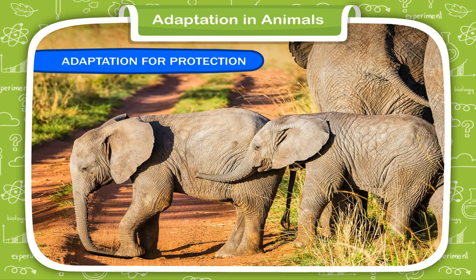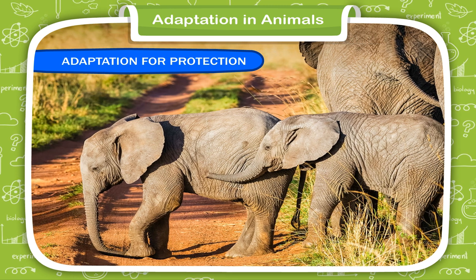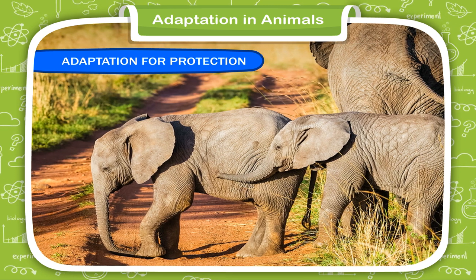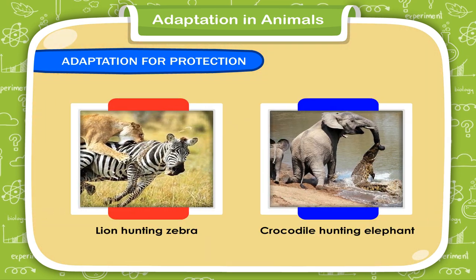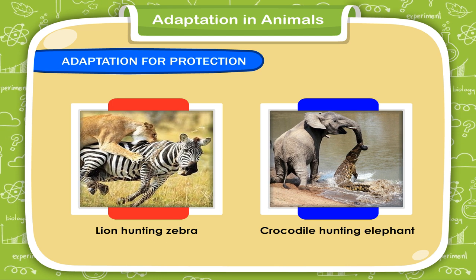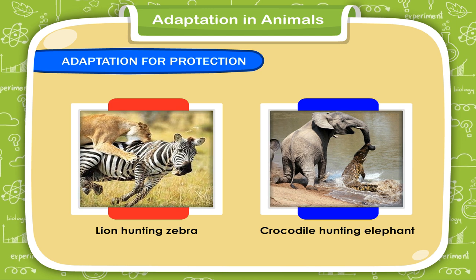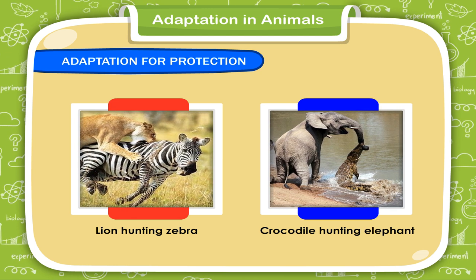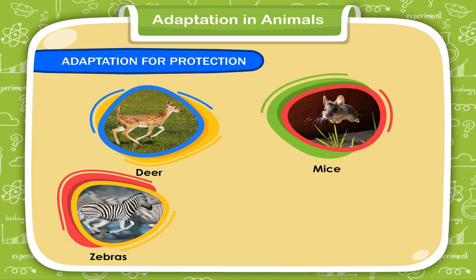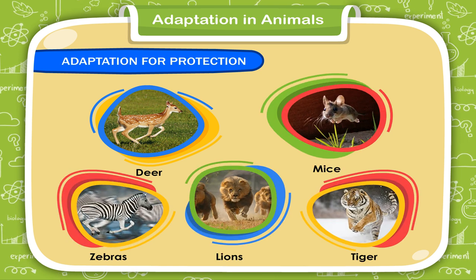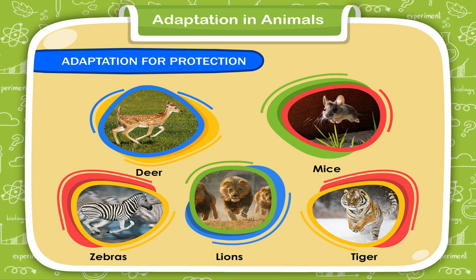Adaptation for protection. All animals need protection from their enemies so that their species can survive and reproduce. Animals are also hunted and eaten by humans and other animals as well. They have developed different ways to defend themselves from their enemies. Some animals, such as deer, mice, zebras, lions, tigers, etc., are able to run very fast for their protection.